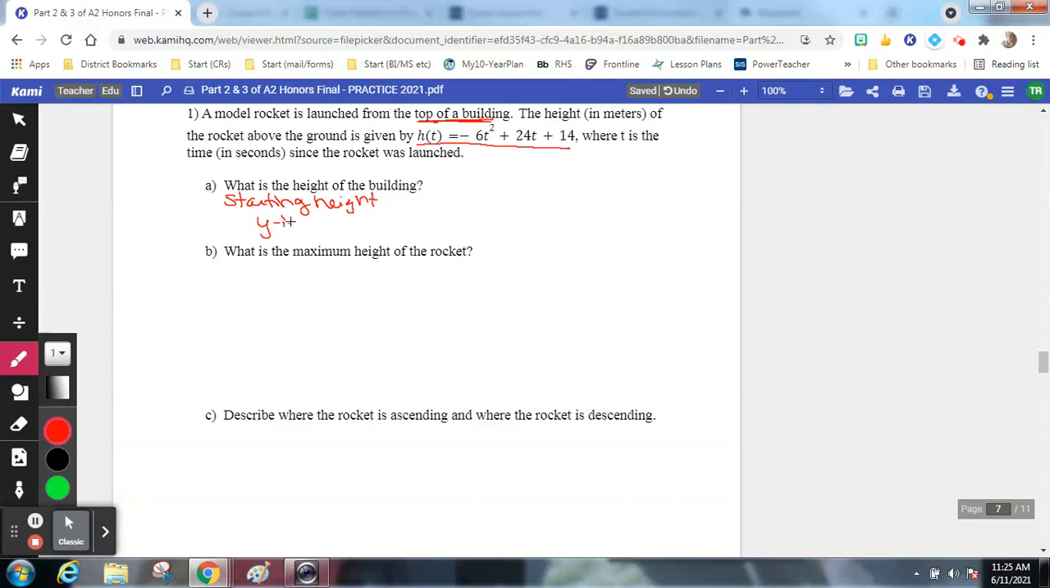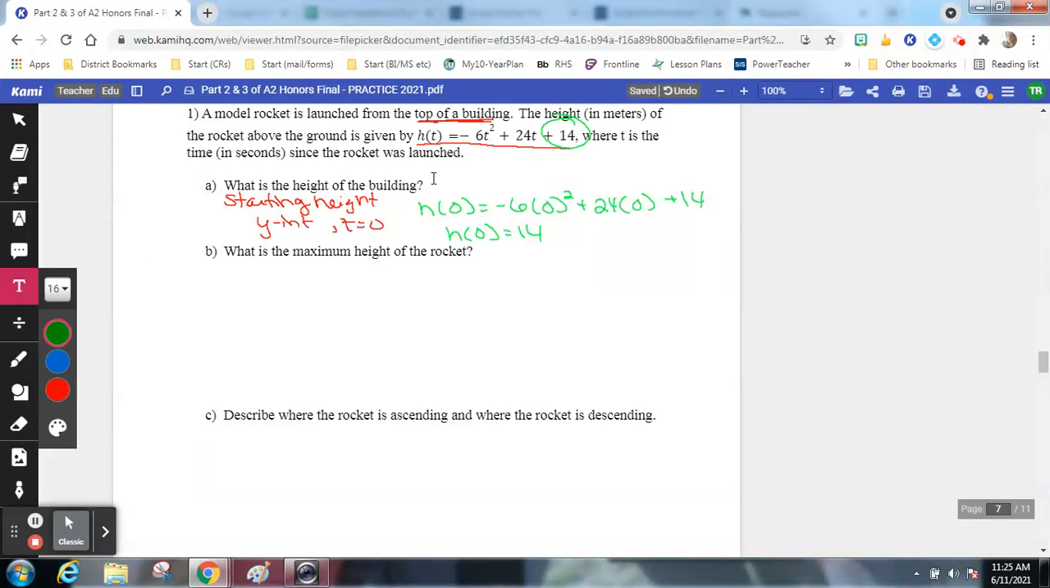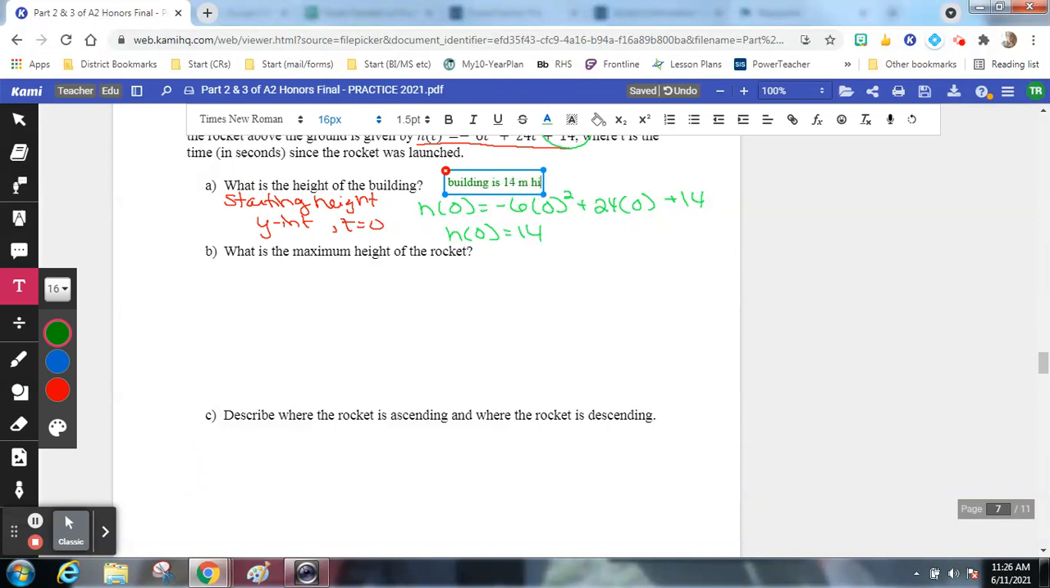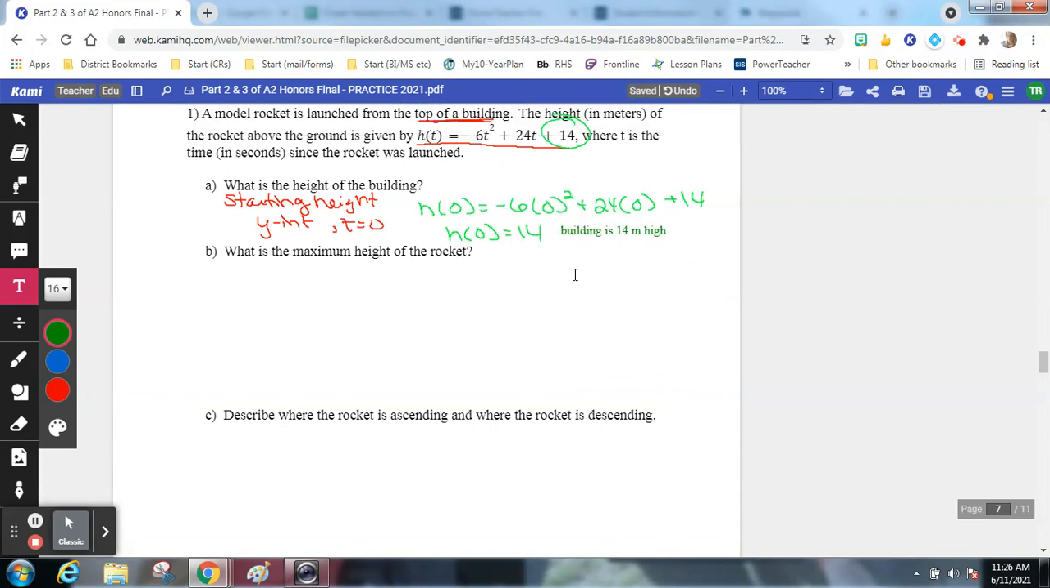Well, the starting height is your y-intercept. It's when time is 0. So before I start anything, when time is 0, what is the height? You can either put it in as 0 or just know that your constant is your y-intercept. This is your y-intercept. So the height is going to be 14. So the height of the building is 14 meters high. That is our answer to that part of the question.